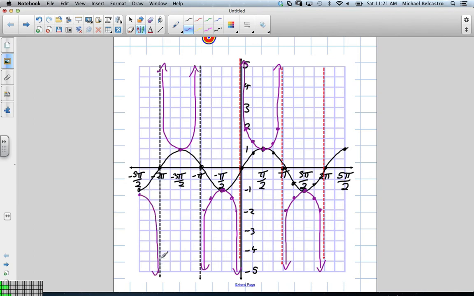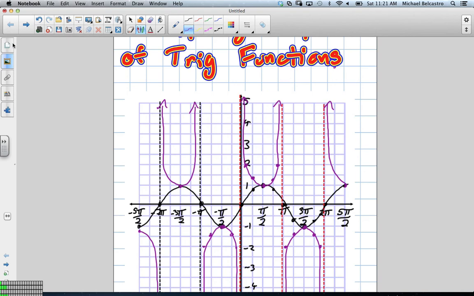From here, we can start to do transformations of the function, okay? So we've explored what it looks like. Now what we're going to talk about is our transformations of cosecant. So we'll jump onto a new page here.